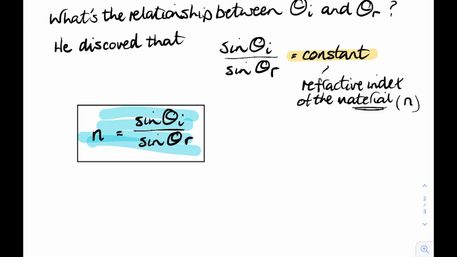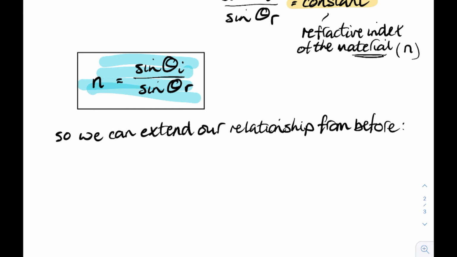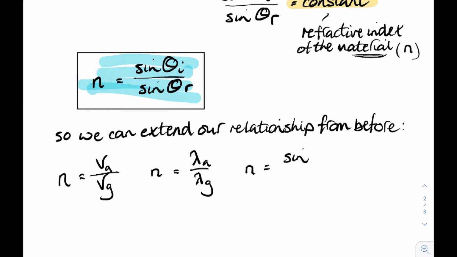Now, in fact, that relationship can be extended to include the speed and the wavelength and the angles, and we can write it like this. The refractive index is the ratio of the speed of light in air to the speed of light in glass. The refractive index is the ratio of the wavelength in air to the wavelength in glass, and the refractive index is the ratio of the sine of the angle in air to the sine of the angle in glass.